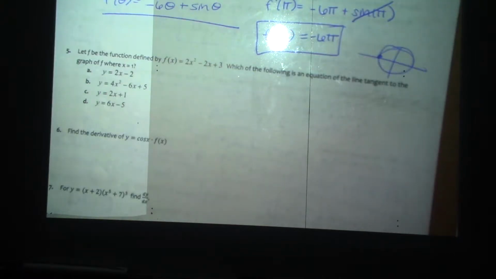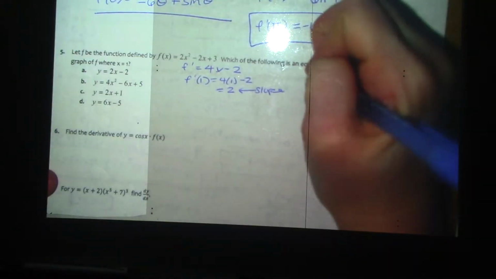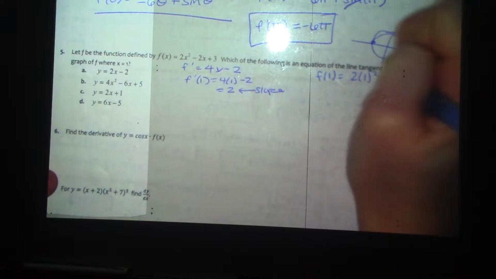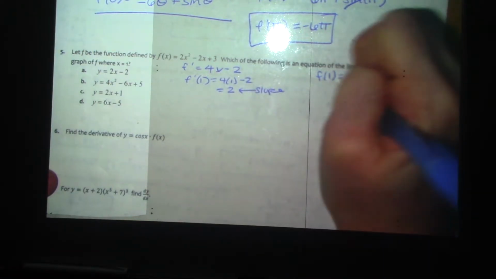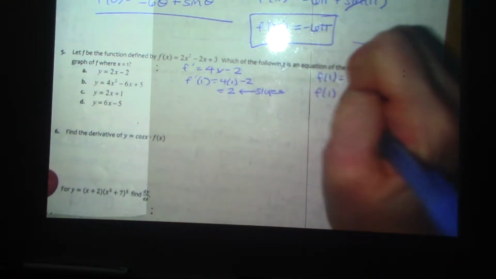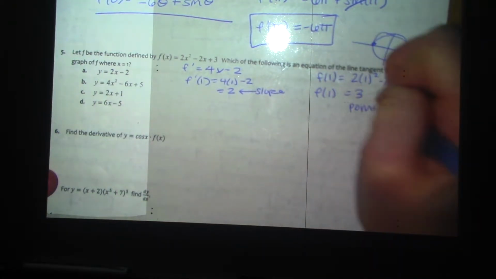We want to find the tangent line, so first let's find slope. Slope is from the derivative, so f prime is 4x minus 2. F prime at 1 is just 4 times 1 minus 2, which is 2, so that is my slope. And then I need to find my y value, so that would be just f of 1, which is 2 times 1 squared minus 2 times 1 plus 3, 2 minus 2, but plus 3 equals just 3. So then my point is 1 comma 3.